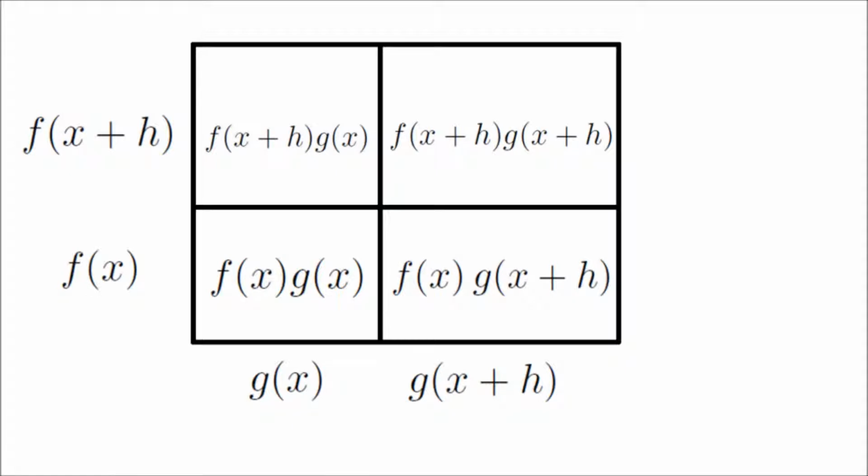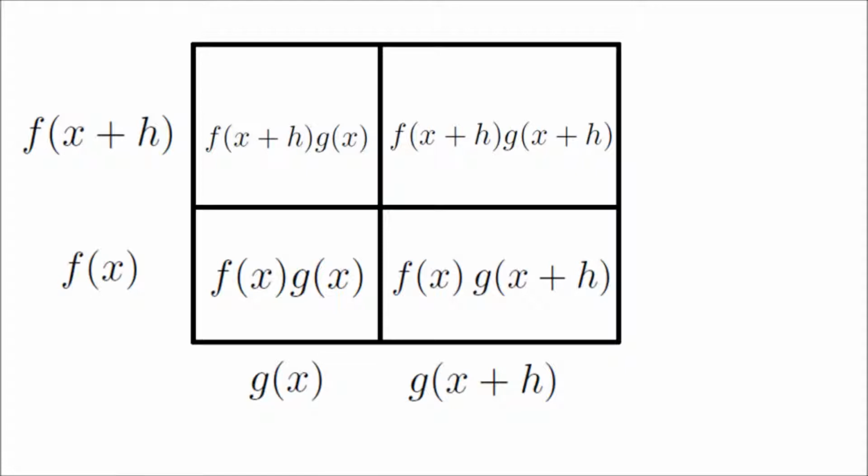Let's draw these four terms, f of x plus h, f of x, g of x, and g of x plus h, as the lengths of the sides of a rectangle, as shown here. Then the areas of the four quadrants are as shown. Now, as we take the limit as h approaches 0, f of x plus h approaches f of x, and g of x plus h approaches g of x, so that the height becomes nearly divided into two equal lengths, and the width becomes nearly divided into two equal lengths, so that this rectangle gets divided into a diagonal pair of equal areas.